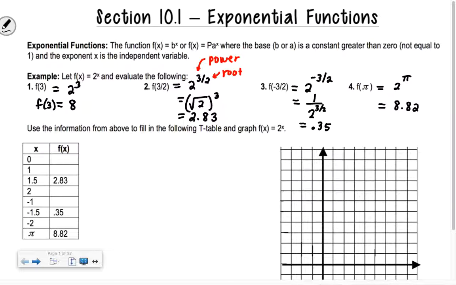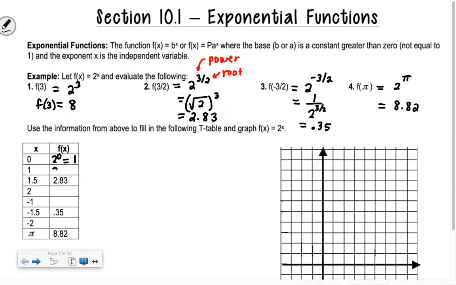All right, so it says use the information from above to fill in the following t-table and graph this. So we want to know what these exponential functions look like. Anybody have any guesses? Have you guys done exponential functions before? Yeah, and most of you guys are kind of doing it. It's going to look like this in the end, okay? So let's see why. If I have 0, then that's going to be 2 to the 0 power. And we know 2 to the 0 power is equal to 1.